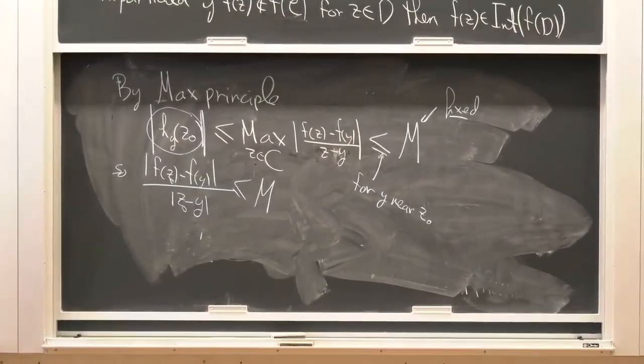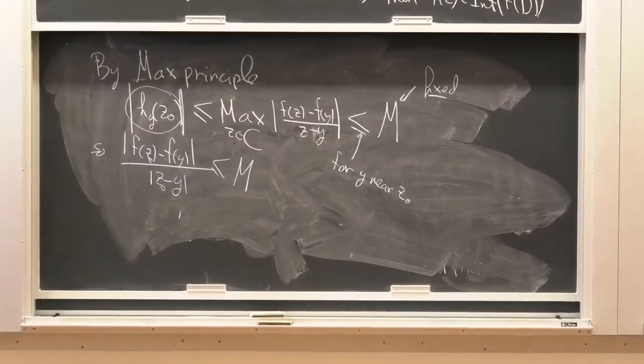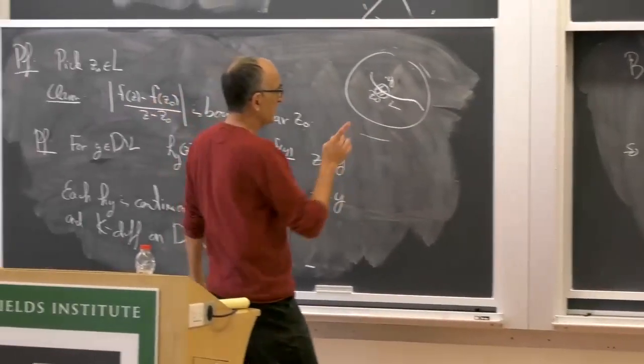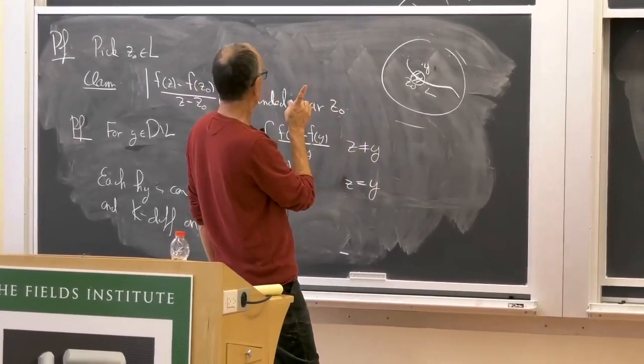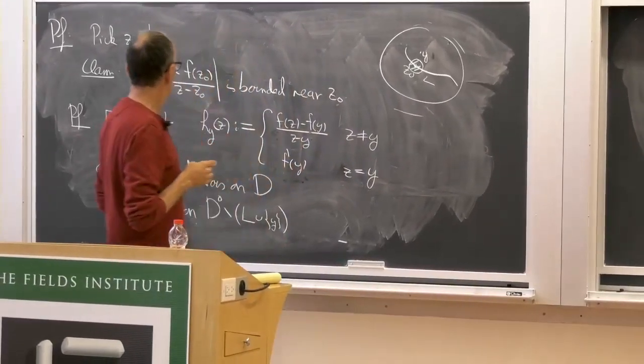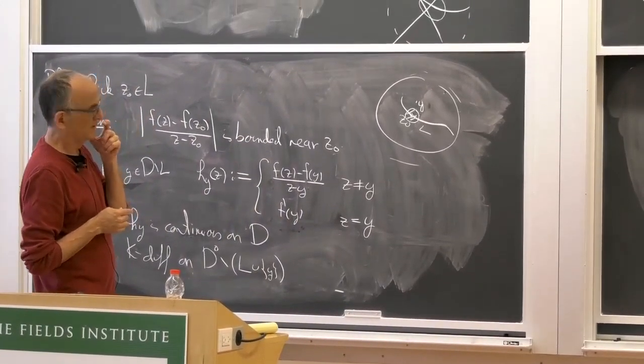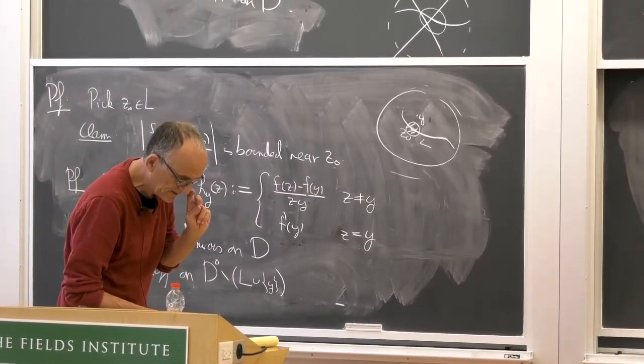Thanks very much. All right, so let me just finish here. So we see that indeed this is bounded. So sorry, what's going on? Does it show that this is bounded?